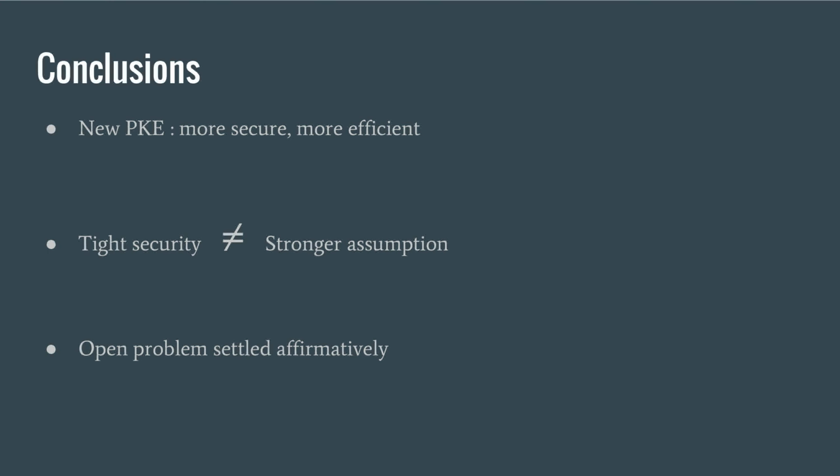To conclude, the paper proposes a new public key encryption scheme that is secure in the strongest model of CCA security. It is comparatively more efficient than previous PKEs since it has a tight security reduction, which means that real-world implementations would require smaller parameters to be used. The results thus obtained show that tighter security doesn't necessarily come at the cost of stronger assumptions. The paper hence affirmatively settles the open problem of whether tight CCA secure PKEs can be constructed from the DDH assumption.